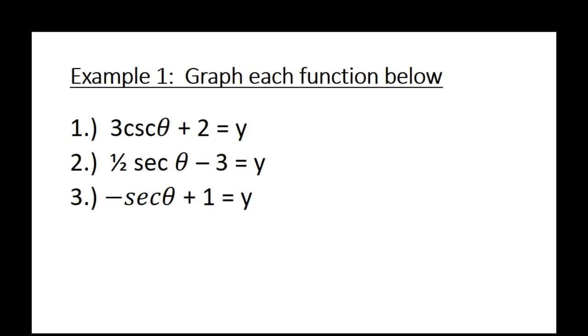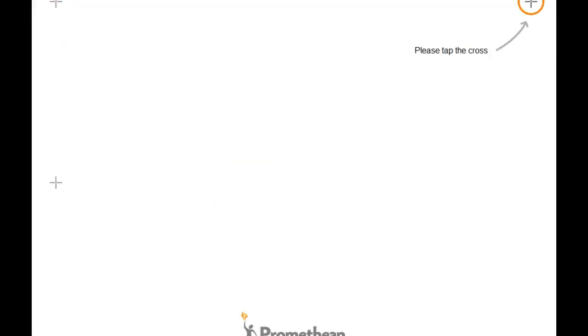Go ahead and write down your directions in number 1. What's your room number? 323. 4K.